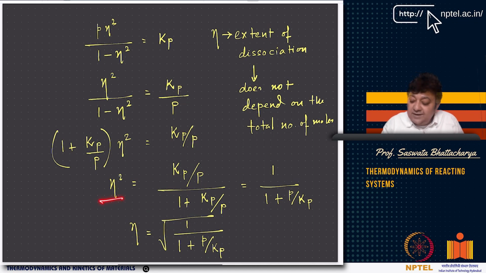Now I know eta square as this, so eta, that is the extent of decomposition or extent of dissociation or extent of reaction, is nothing but the square root of 1 by 1 plus P by Kp. I am using eta here, I can also use xi.